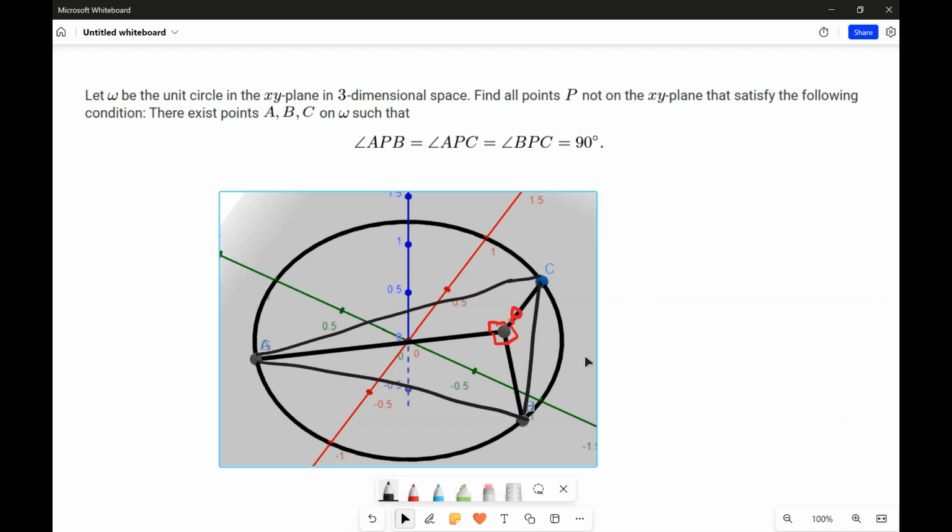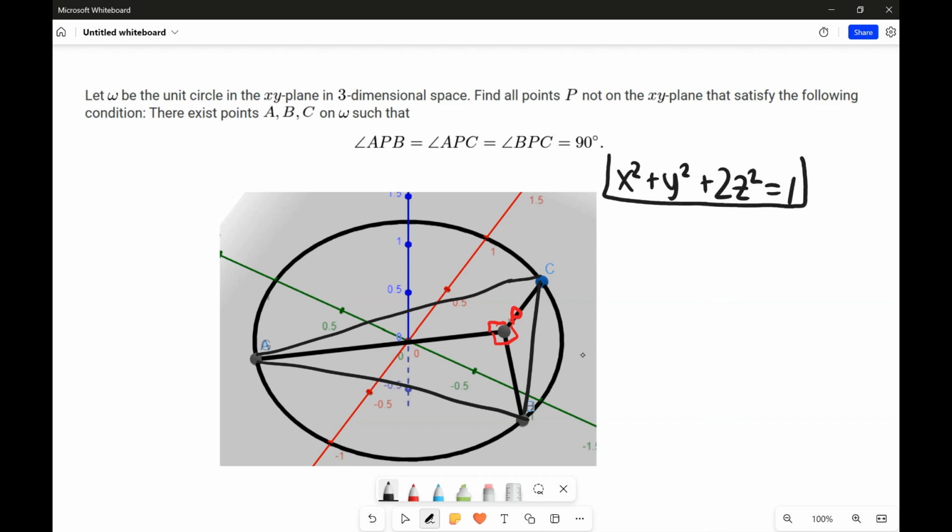And in this video, we're going to be proving that P must lie on the ellipsoid x squared plus y squared plus 2z squared is equal to 1. The x, y, and z coordinates of P satisfy this. And so how do we get such a funky answer? So let's go ahead and prove this.